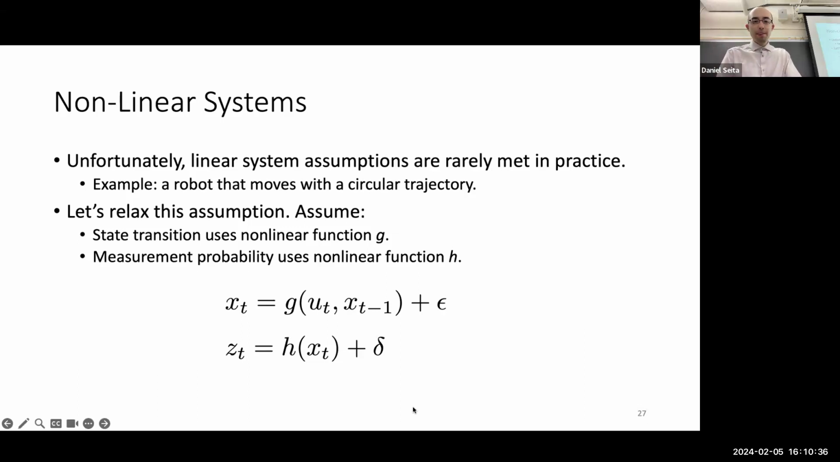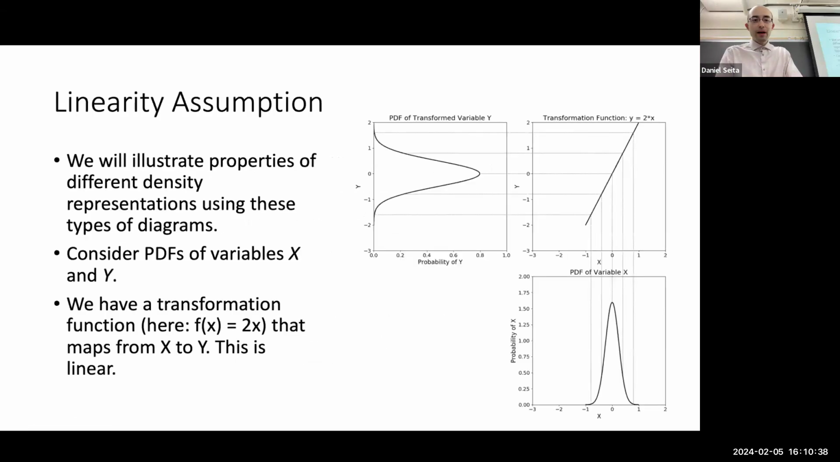So yeah, before we get to that, I think we also wanted to talk a little bit about the linearity assumption. If you look at the textbook, they show these types of figures a lot, where there's one variable x at the bottom right, and then another variable, y, at the top left. I think the purpose of this figure is to give a little more intuition about what it means to transform a variable from one to another.